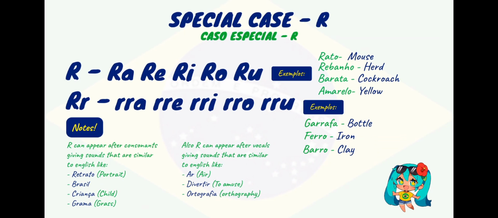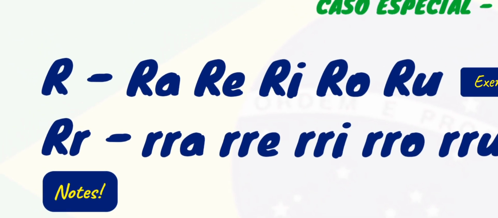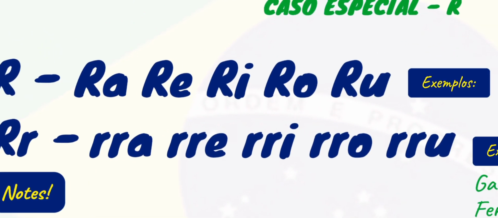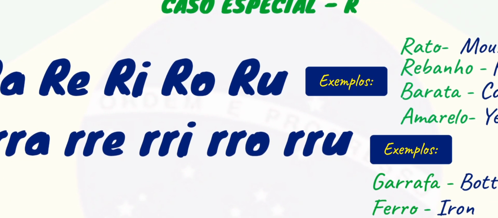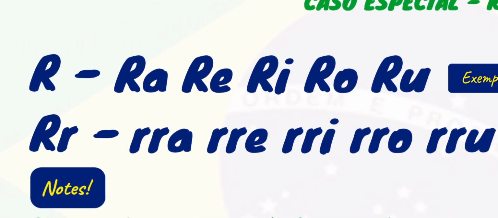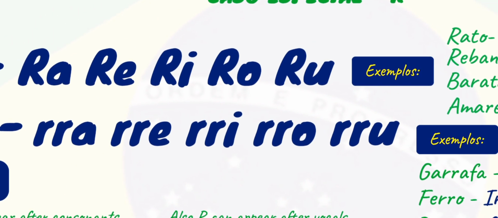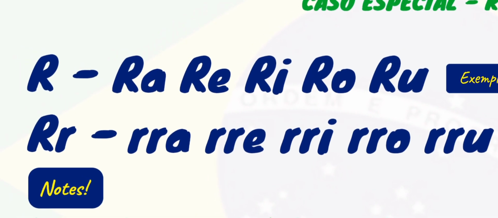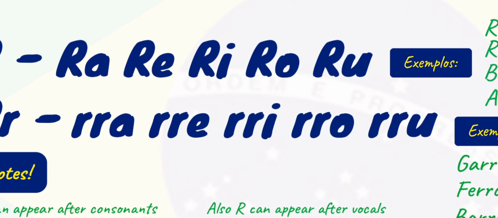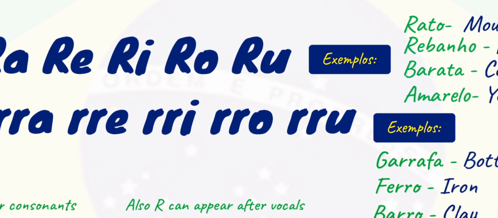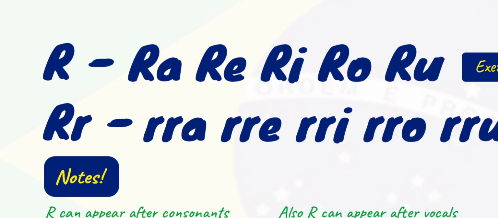So let's go. The special case, caso especial R. R has two ways of pronouncing. We have R like ha, he, hi, ho, hu, also the closed sounds. And we have R like Latin, the classic R of Latin, that's ra, re, ri, ro, ru. So we have these two ways of pronouncing R.